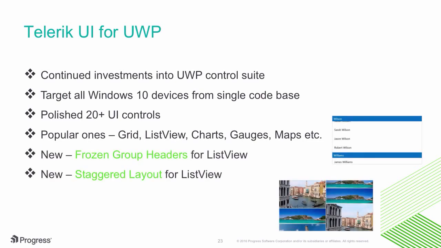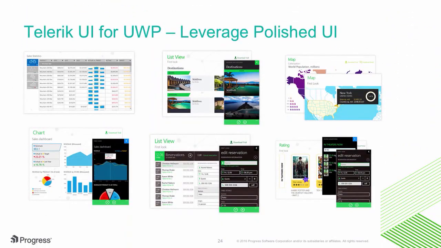And new in the R3 DevCraft release, you get to see performance improvements all across the product suite, as well as the list view gains some features like the frozen group headers and a fun staggered layout. And here's a quick view of some of the more popular UWP controls that we have in the suite. Things like a performant grid, a flexible list view, maps, different types of charts, and lots of input controls. And all of this is out of the box and ready for you to light up your UWP apps. So that's all I have for mobile.